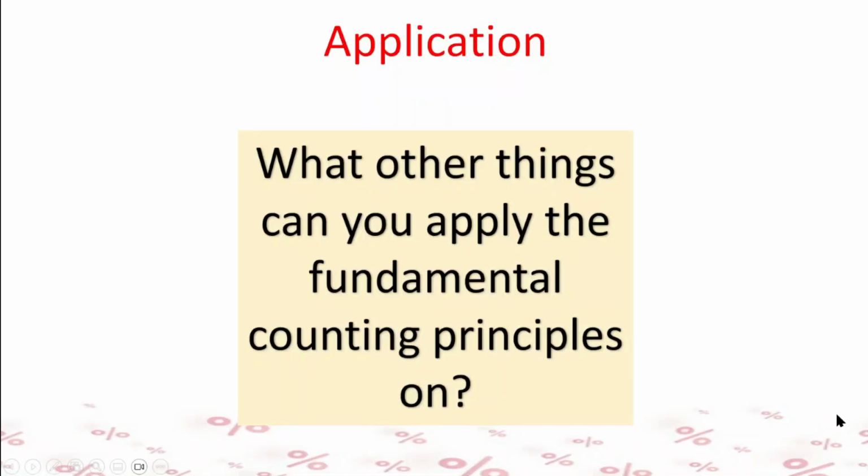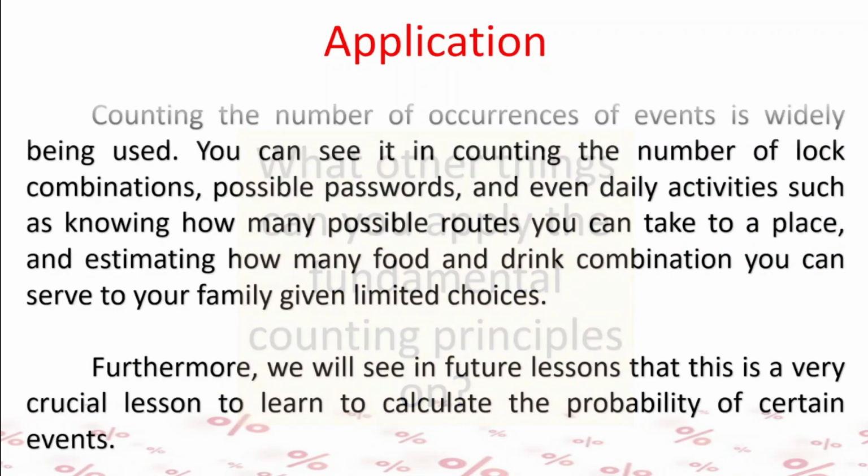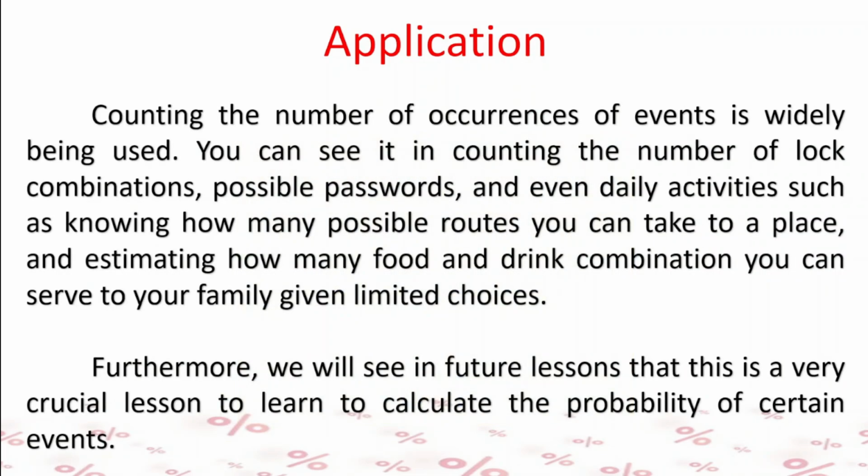Now, what other things can you apply the fundamental counting principle on? Actually, there are many. Counting the number of occurrences of events is widely used. You can see it in counting the number of lock combinations, just like what we did before, possible passwords, and even daily activities such as knowing how many possible routes you can take to a place and estimating how many food and drink combinations you can serve to your family given limited choices. Meaning, not because you only have chicken and few spices, it's always fried chicken. It can be chicken afritada, chicken tinola, chicken adobo, and many other dishes based on your spices.